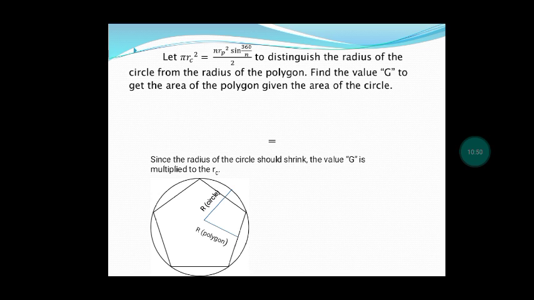So makita ang radius sa circle ug ang radius sa polygon. So let pi r squared over n r squared sine 360 over n divided by 2 to distinguish the radius of the circle from the radius of the polygon. Find the value of g to get the area of the polygon given ang area sa circle. So AC equal to AP, where AC is pi r squared and AP is n r squared sine 360 over n divided by 2. Since the radius of the circle should shrink, the value of g is multiplied to the radius of the circle para ma-shrink ang area of the circle. Ang radius sa circle.